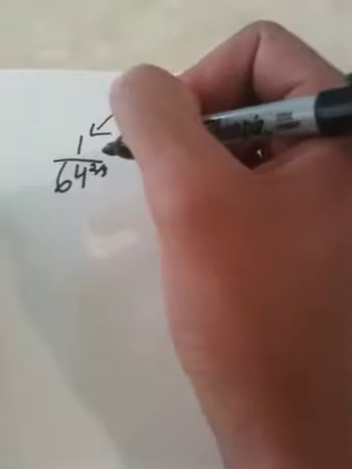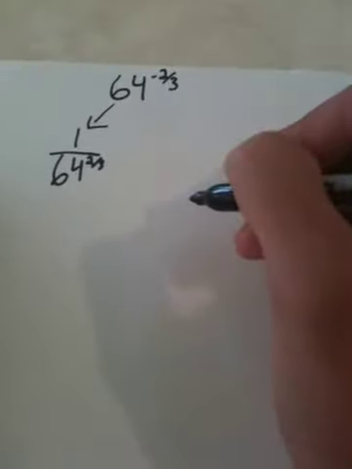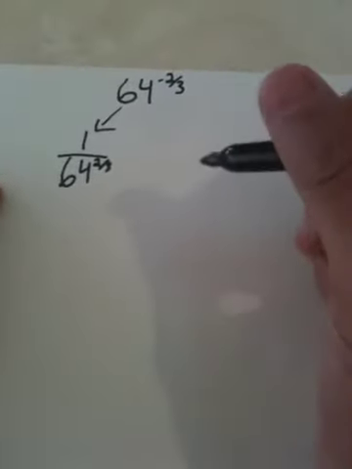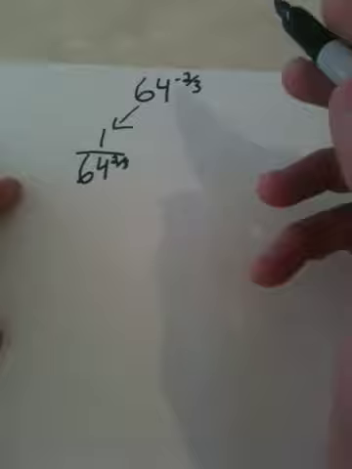The first way is you start out with 64 to the negative 2/3 power. Because there is a negative exponent, you would put the 64 to the negative 2/3 in the denominator, all over 1, thus making it positive. Therefore, you're left with 1 over 64 to the 2/3 power.